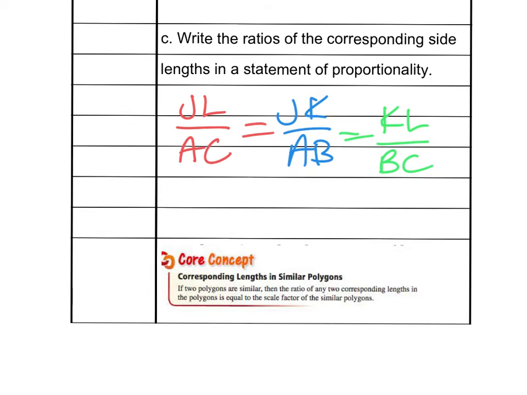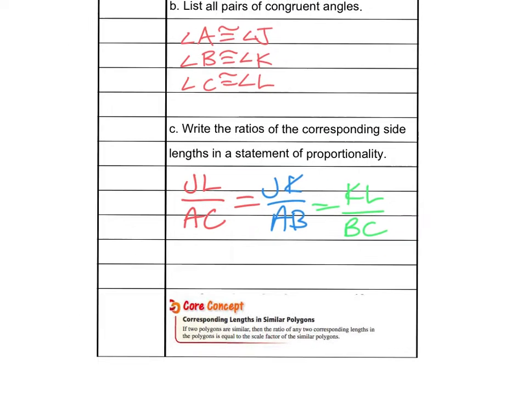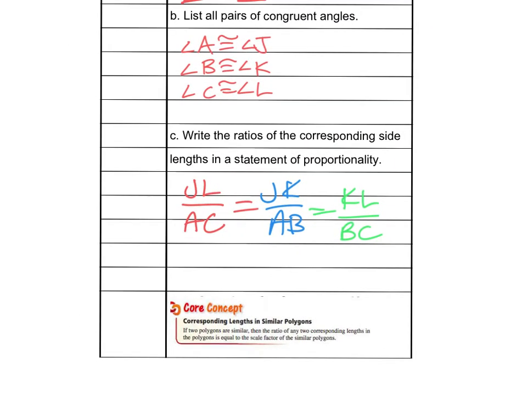And this is another core concept. If two polygons are similar, then the ratio of any two corresponding lengths in the polygon is equal to the scale factor of the similar polygons. We just wrote that out, basically. These would all equal our scale factor.